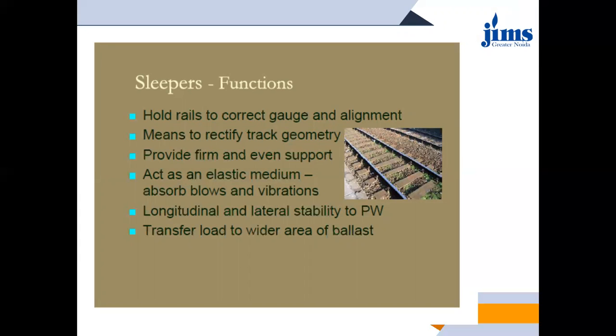Then longitudinal and lateral stability to the P-way. PW over here is P-way. So it also provides lateral stability. Otherwise, what will happen? At the moment any rolling stock is on the track, if sleepers are not there, or defective sleepers are there, what will happen? The alignment will be gone, rail defects and failure of the rail will take place. Also, the train will lead into derailment.